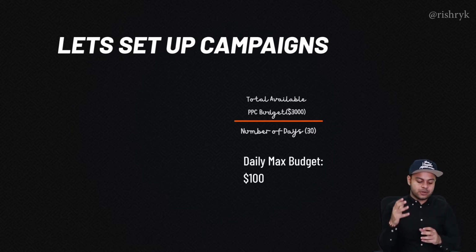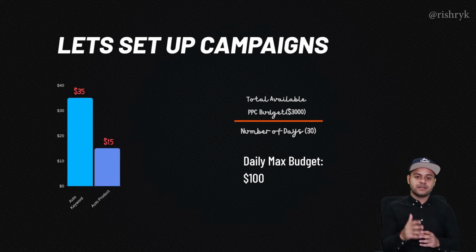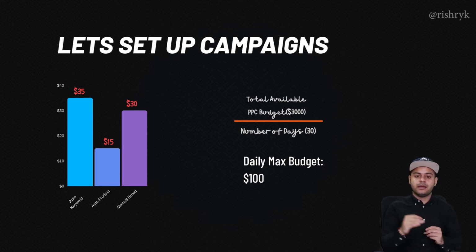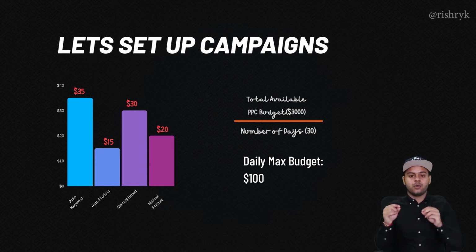So what I'll do is I'll put $35 in auto keyword campaigns. I would put $15 in auto product campaign. I would put $30 in manual broad campaign, and I would put $20 in the manual phrase campaign. So let's now dive into our Seller Central account and set up our campaigns as we have decided.